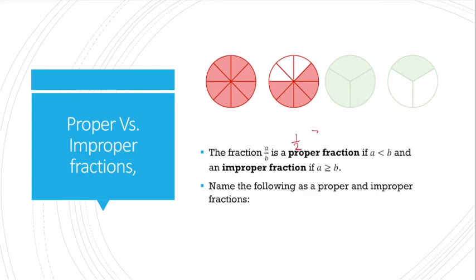So some proper fractions would be 1/2, 7/8, 5/10. An improper fraction would be something like 7/4, 3/2, right? My numerator is greater than my denominator.